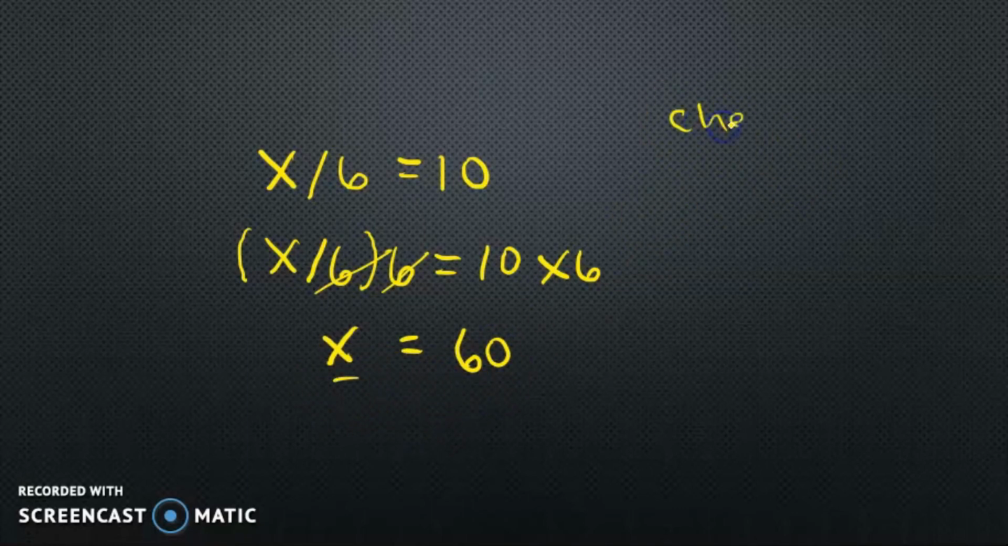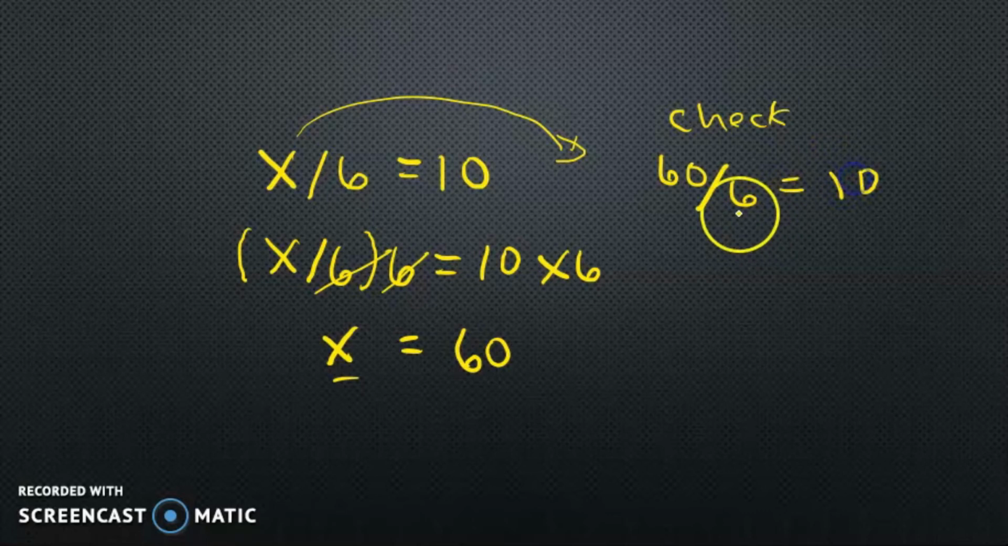So check natin. So x natin is 60. So 60 divided by 6 is equals to 10, right? So therefore, our answer is correct.